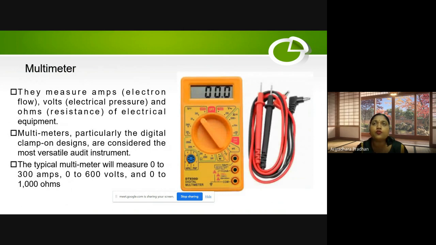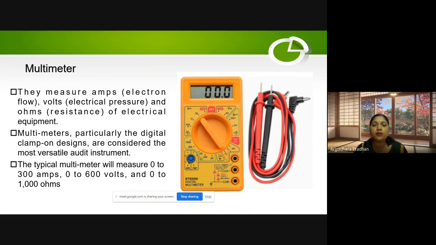The next type of instrument used in the energy audit is the multimeter. A multimeter is a very useful instrument because in one device we can measure voltage, current, and frequency. We have different settings so that we can go for different functions. There are probes, one for common and one for live wire. They measure amperes, electron flow, volts, electrical pressure, and ohms, the resistance of the electrical equipment.